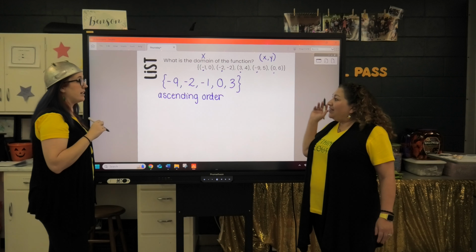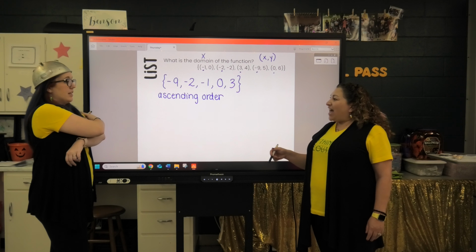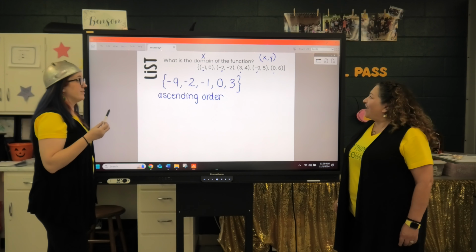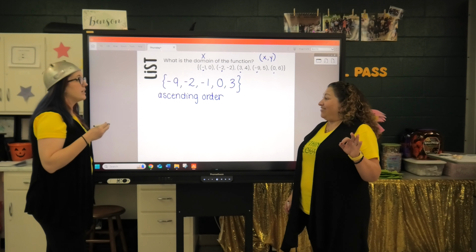That's how you write the domain from a list. And we already learned how to do it from a table. Wow. This is not hard at all. Nope, not too bad. We can do this.